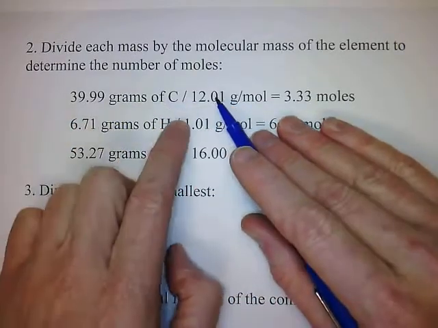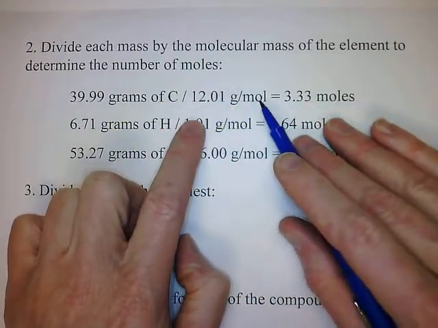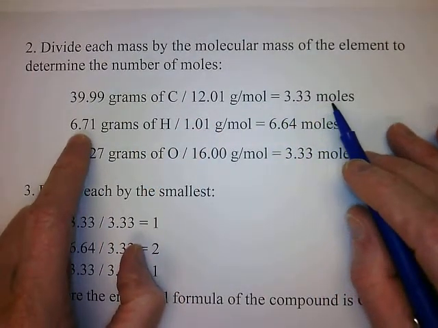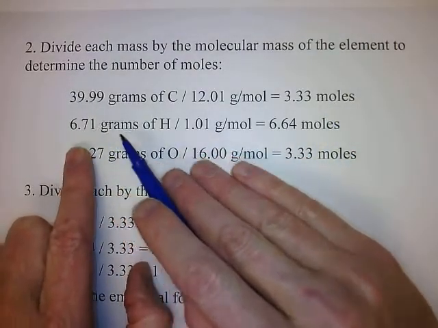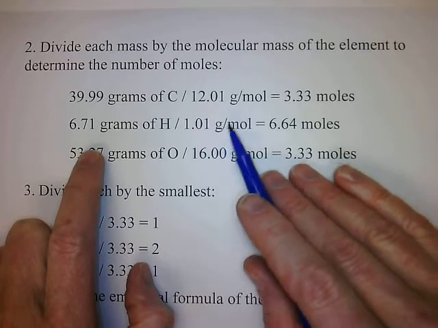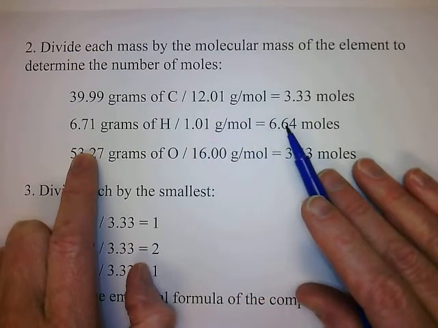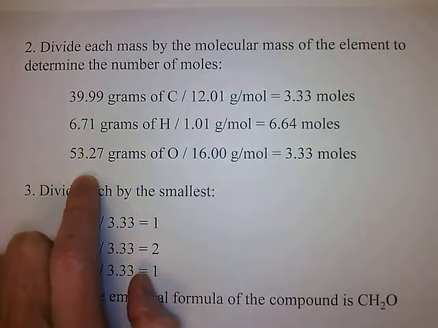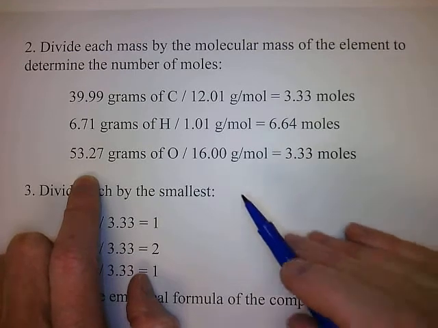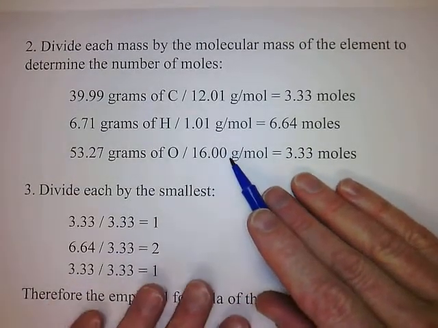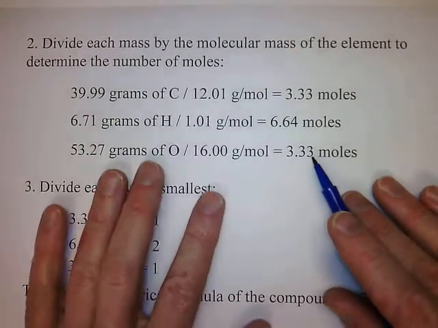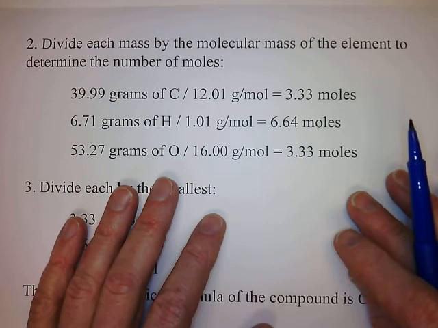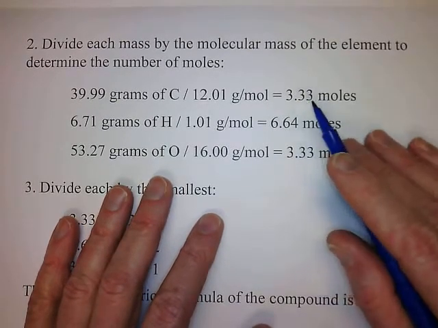39.99 grams of carbon divided by 12.01 grams per mole is 3.33 moles of carbon. 6.71 grams of hydrogen divided by 1.01 grams per mole is 6.64 moles of hydrogen, and 53.27 grams of oxygen divided by its molar mass of 16 grams per mole is 3.33. Okay, but you're saying, well, wait a minute, our initial formula was C6H12O6, not 3.33.